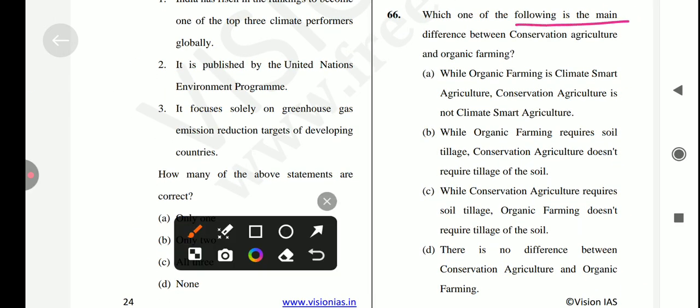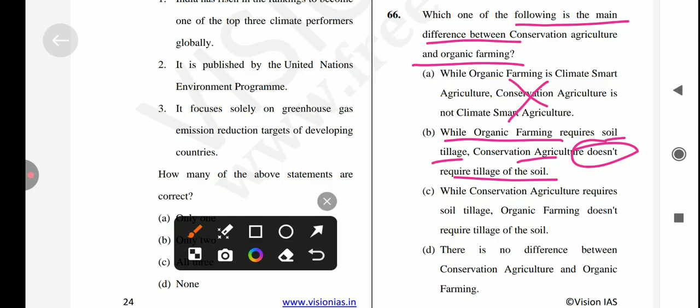Okay, let's come to the next question which is: which one of the following is the main difference between conservation agriculture and organic farming? Okay, so first statement is while organic farming is climate smart agriculture, conservation agriculture is not climate smart agriculture. Incorrect. Next is while organic farming requires soil tillage and conservation agriculture doesn't require soil tillage. Yes, it's a correct statement. So answer for this question is option number B, which is the correct answer.